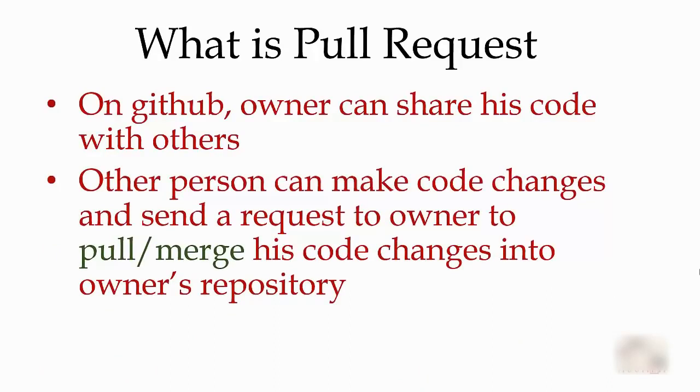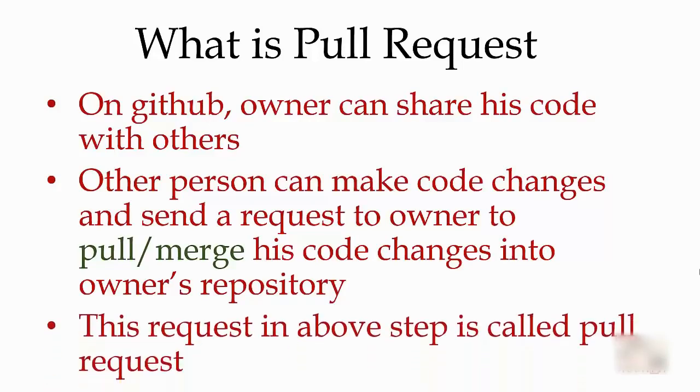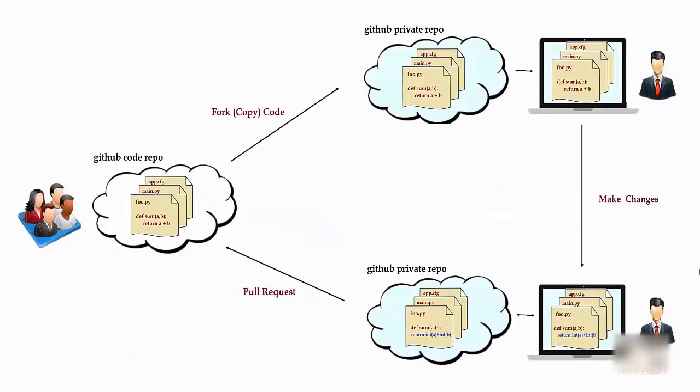Now another person can look at the code and make changes to fix a bug or add an enhancement, and then send a request to the owner to pull or merge his code changes into the owner's repository. This request is called a pull request. Let's understand this by using this picture.